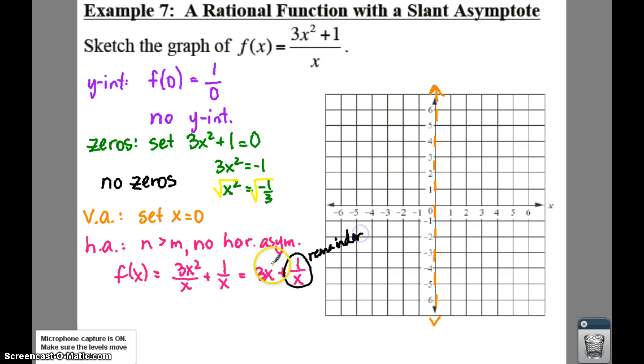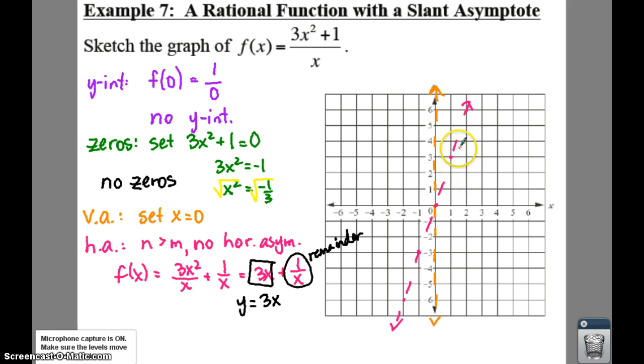So if that's the remainder, that must mean that this is our equation. So our equation for our slant asymptote must be a line. That line is y equals 3x. So if we start at 0, up 3 over 1, up 3 over 1, down 3, back 1, down 3, back 1, you get a slant asymptote that looks like this.